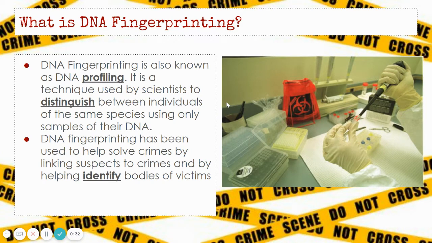We're going to be spending a lot of time talking about DNA fingerprinting. DNA fingerprinting is also known as DNA profiling. It's a technique used by scientists to distinguish between individuals of the same species using only samples of their DNA. DNA fingerprinting has been used to help solve crimes by linking suspects to crimes and by identifying bodies of victims.